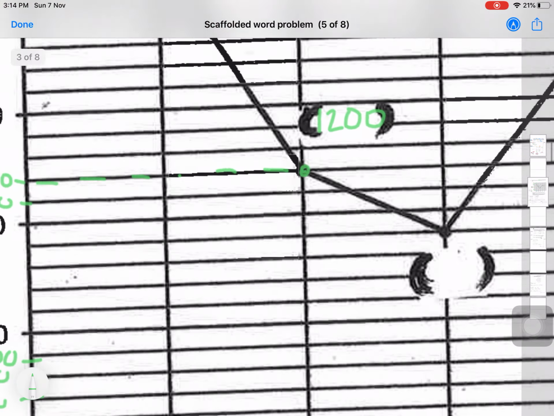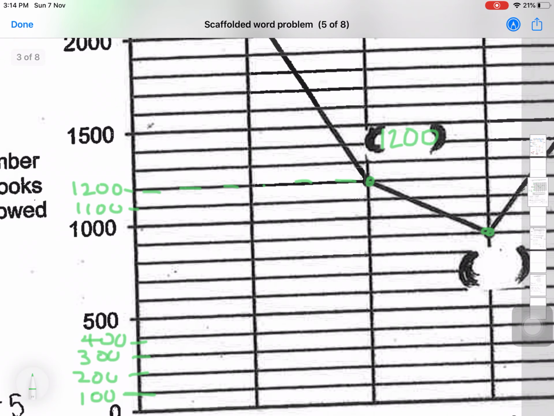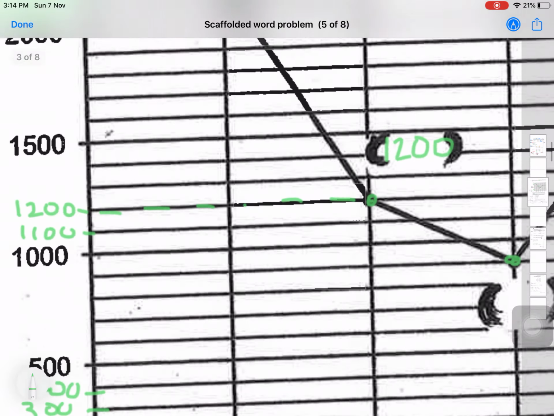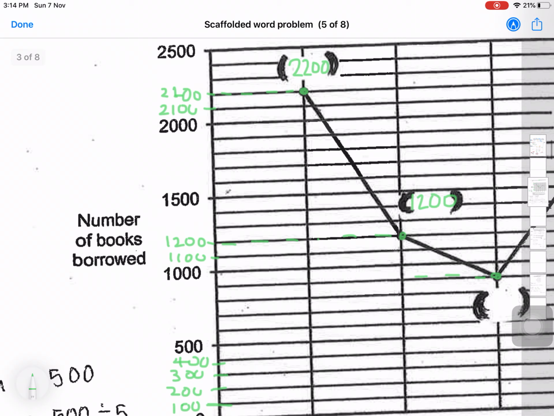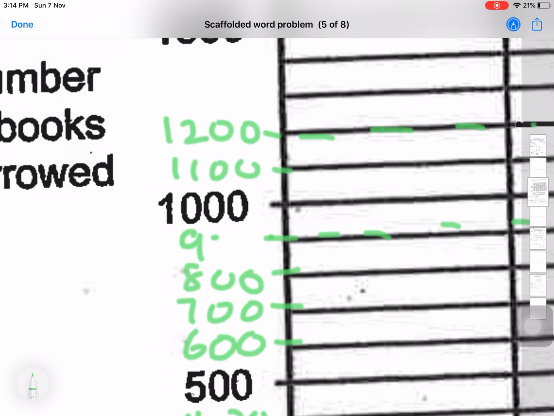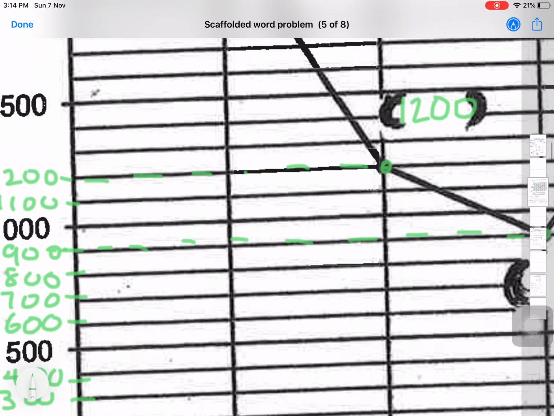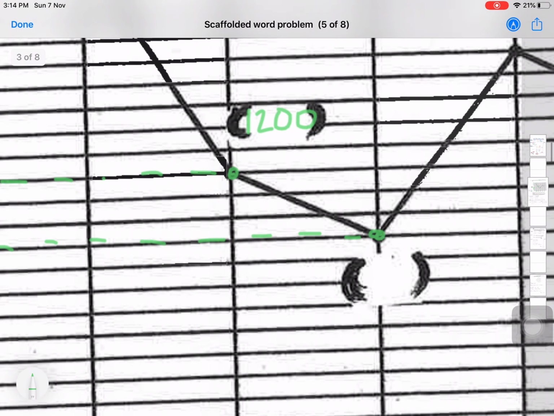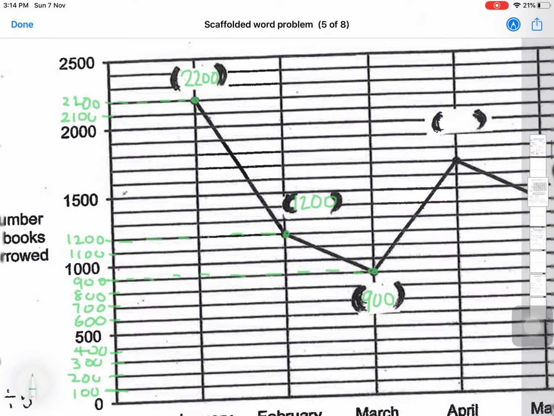Now let's look at the next data point, which is for March. So let's draw a line across using a ruler. You can see, touch this line. So this is 600. This is 700. This is 800. So this will be 900. So now let's write our number on here, 900.